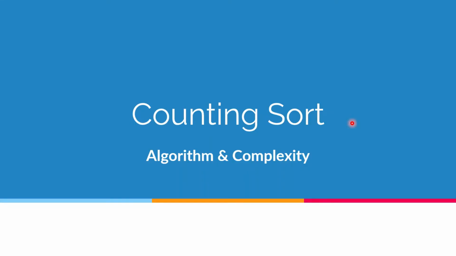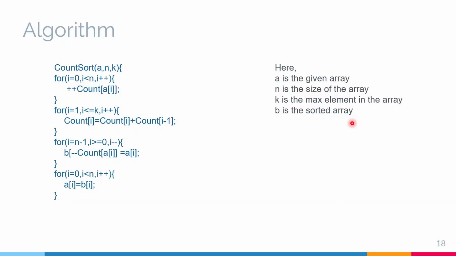Now we'll discuss the counting sort algorithm and its complexity. The counting sort algorithm basically contains 4 for loops. Here in this algorithm, A is the given array, n is the size of the array and k is the maximum element in the array. B is the sorted array, the final array that we want.